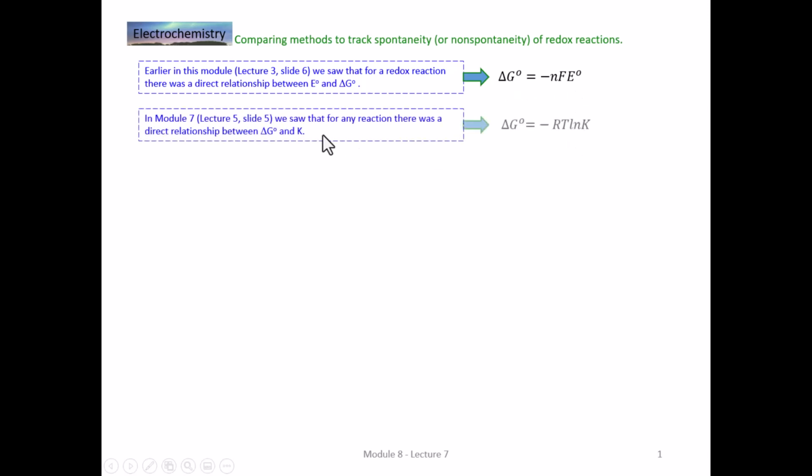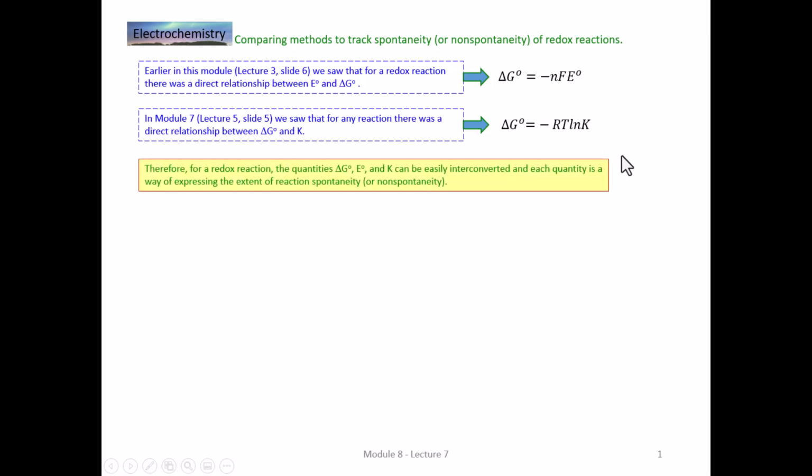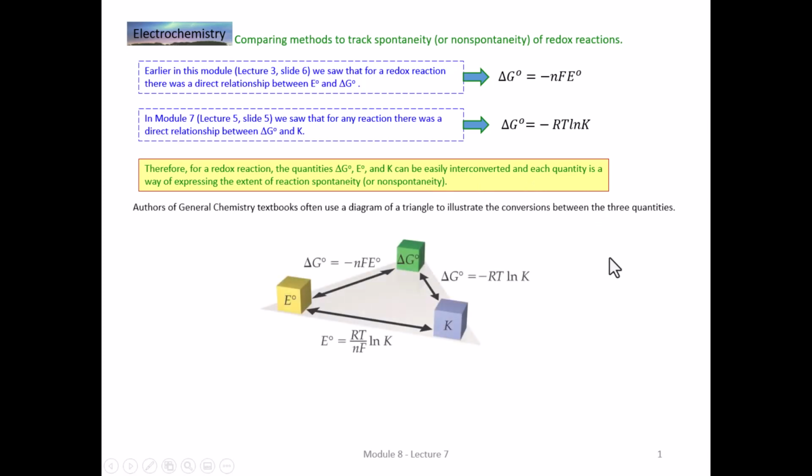In addition, in Module 7, we discussed the relationship between the free energy change and the equilibrium constant for a reaction. Therefore, for a redox reaction, the quantities delta G, E0, and K can be easily interconverted, and each quantity is a way of expressing the extent of reaction spontaneity or non-spontaneity.